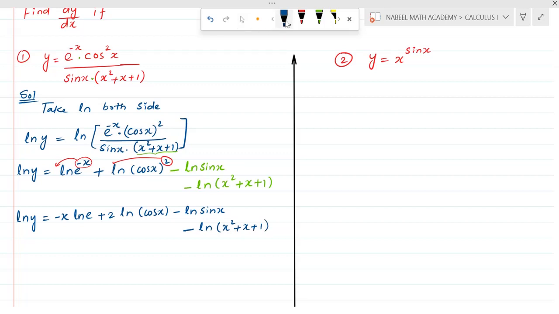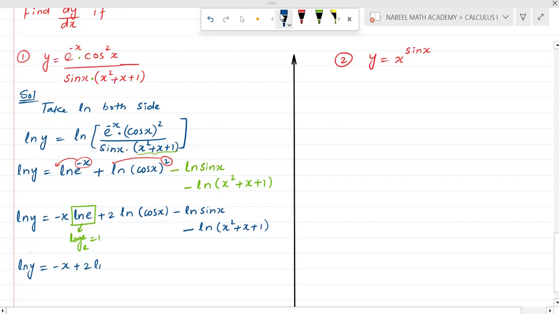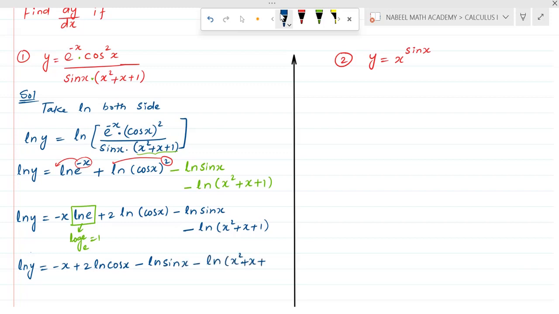Now I just do this one. So what is this part? We know this one is equal to 1. So how is it 1? It is log e base e, which is equal to 1. So I got this value, the final simplified 1. So here, minus x plus 2 times ln cosine x, and then minus ln sine x, minus ln x square plus x plus 1.